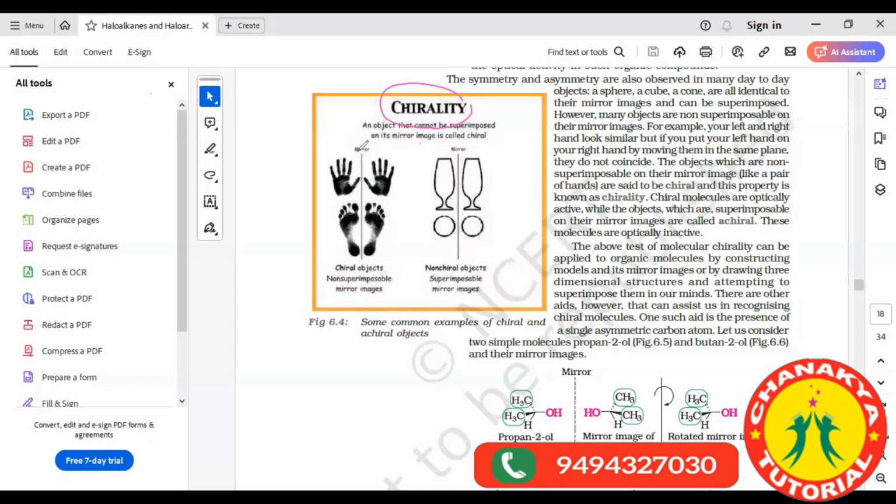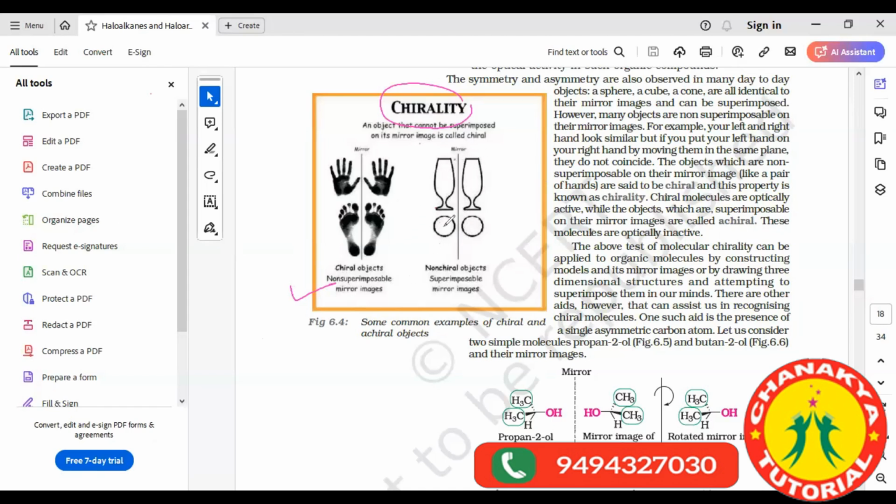The same is true for your feet, right? So these objects are chiral objects and non-superimposable mirror images, right? But if you see a glass or a ball, and you keep a mirror in between, they are superimposable mirror images, right? They match each other clearly.